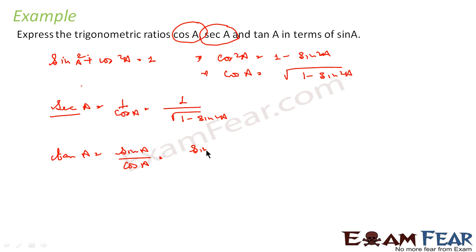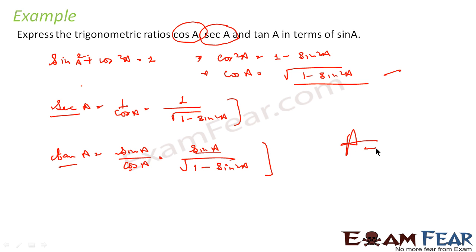Sin a, it's okay because we have tried in terms of sin a only. Cos a I have tried in terms of sin a. I know cos a is equal to root of 1 minus sin square a. Thus I have written tan a also in terms of sin a. Cos a, sec a, tan a, everything is done in terms of sin a. And that is my answer.